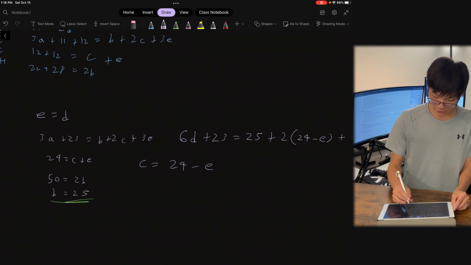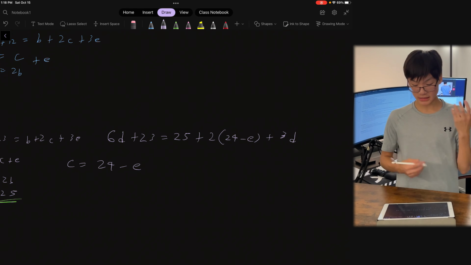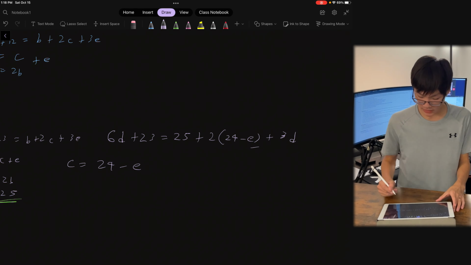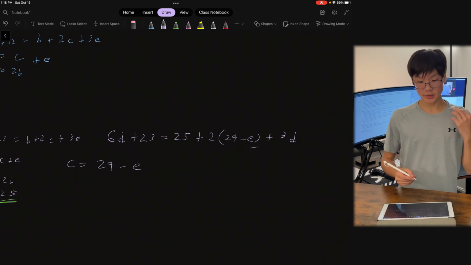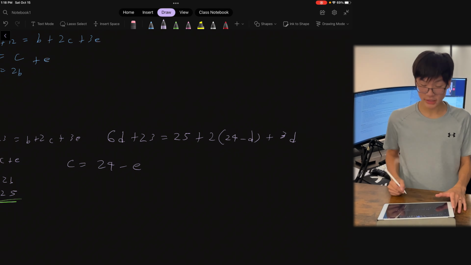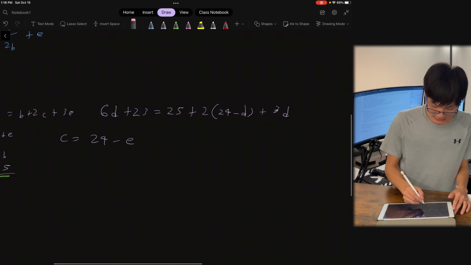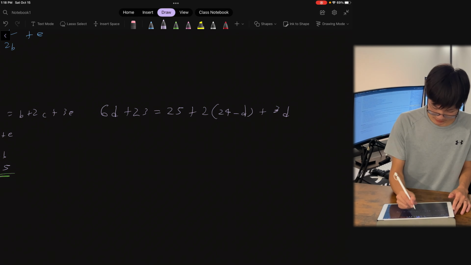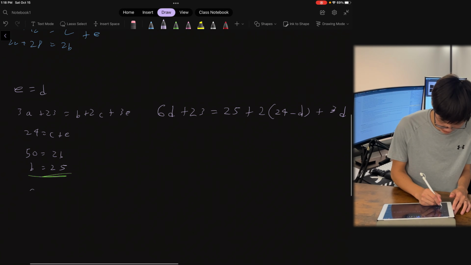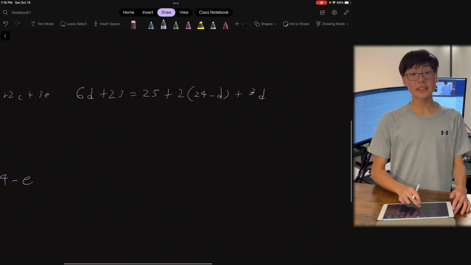Okay, so now from here, notice how we have all of our variables being the same, D, except this one right here. But like I said earlier, E is equal to D, so we can replace this E with a D, because they are equal. It's like 24 is equal to 24. They're the same. Okay, so now we can simplify this a little bit. Let me actually redraw that over here. So C is going to be equal to 24 minus E. So let's simplify this equation over here.